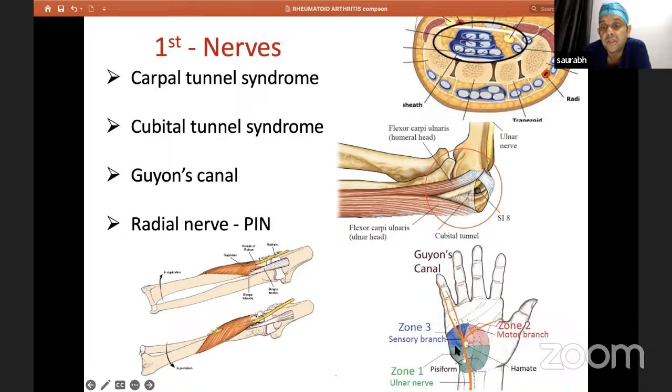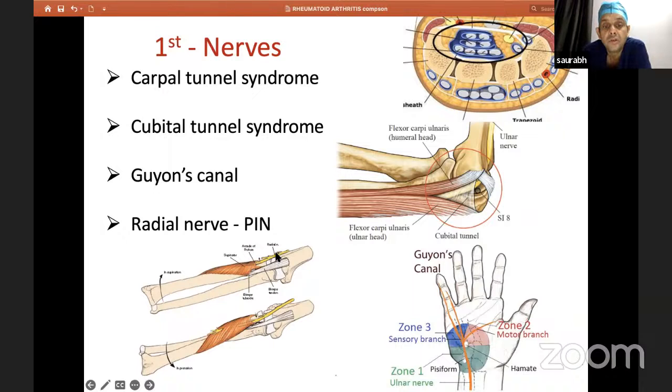Guyon's canal, so at the wrist area, again, if there is a synovial proliferation from the joints or from the FCU tendon, it can compress the ulnar nerve. Depending on the zone, there will be varying symptoms. The idea is to decompress the Guyon's canal.